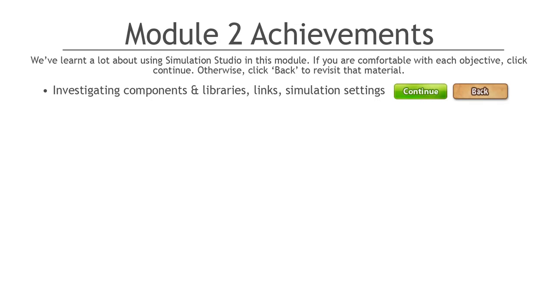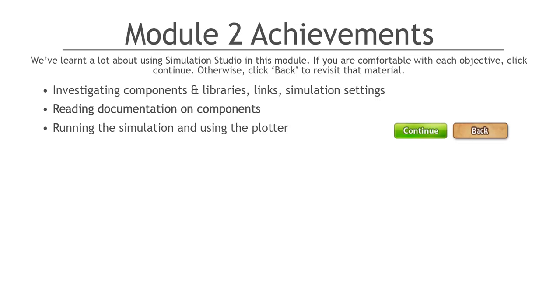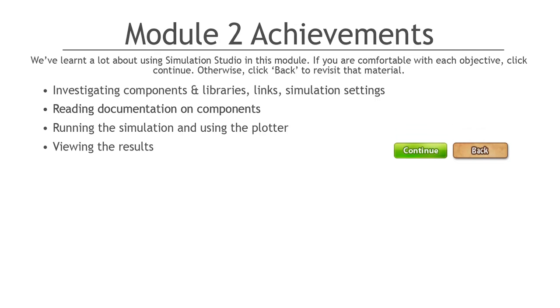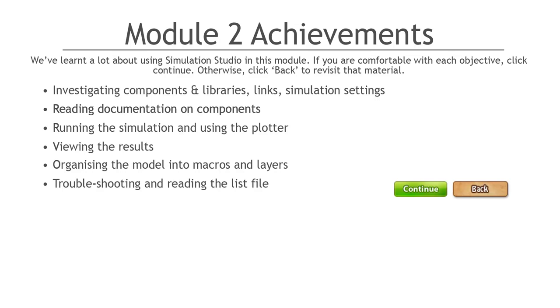We investigated components and libraries, links, and simulation settings. We learned how to read documentation about components. We ran the simulation and used the online plotter. Then we viewed the results using the printer. We organized the model into macros and layers. And we used the list file to troubleshoot an error in the simulation.